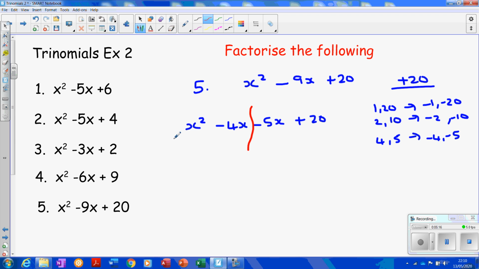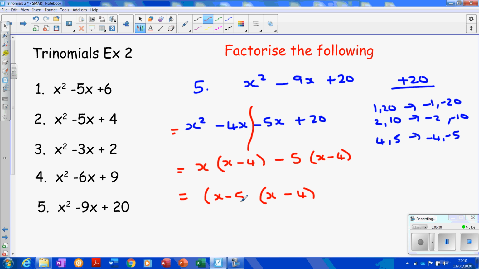So when I break it down the middle, take out the highest common factor, which is x, giving me x bracket x minus 4. I know this second bracket has got to be x minus 4 because it's got to be the same as that one. What have I multiplied x by to get minus 5x? I've multiplied it by minus 5. So therefore I get x minus 4 times x minus 5. And again, it doesn't matter what order your brackets are in.